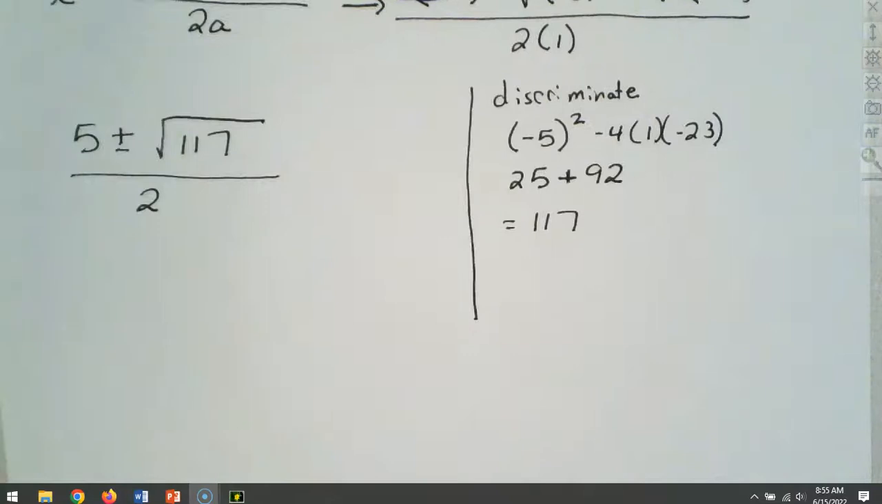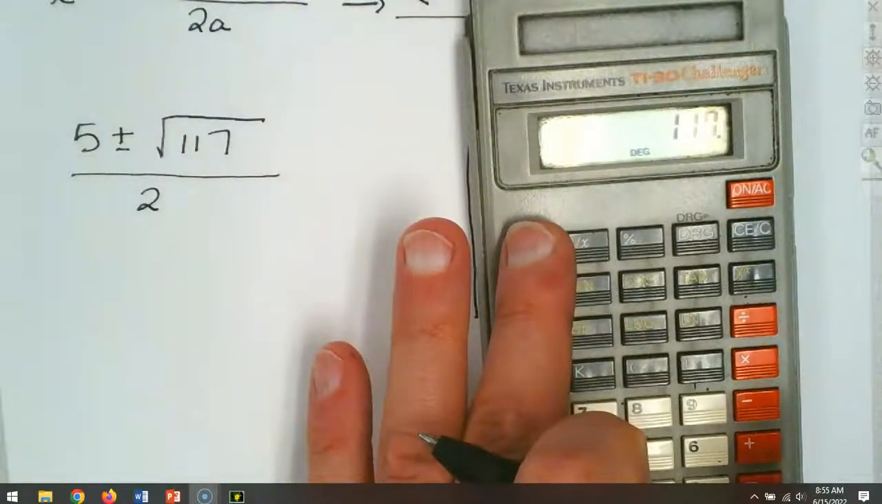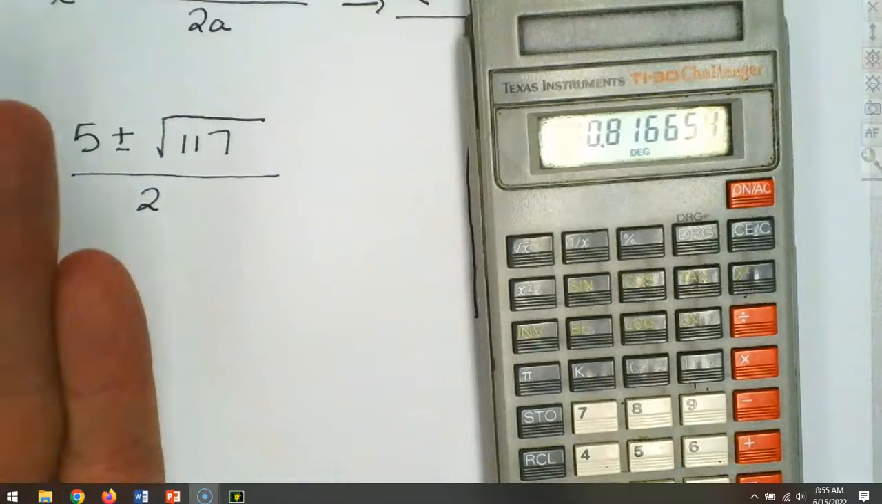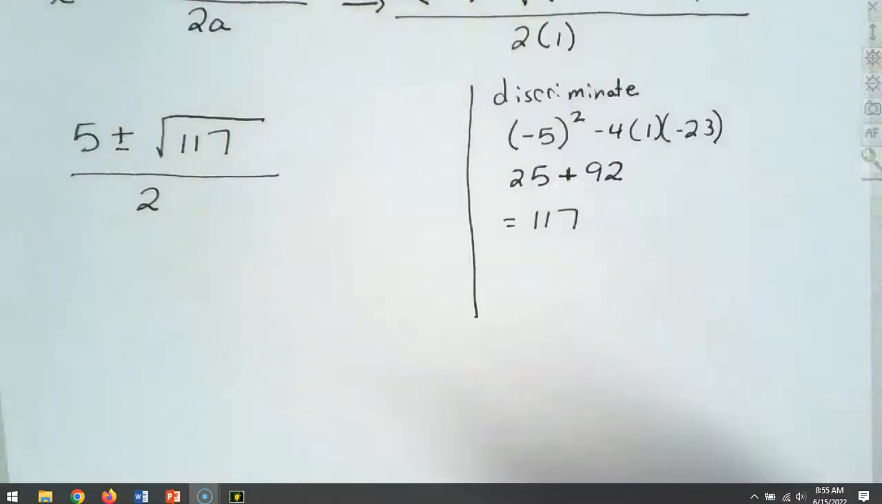Now at this point we may or may not be done, because that square root of 117 may or may not break down. First thing we always do, even though we can tell it's not, is check to make sure it's not a perfect square. And it is not a perfect square. So now we're going to try to factor 117 down.